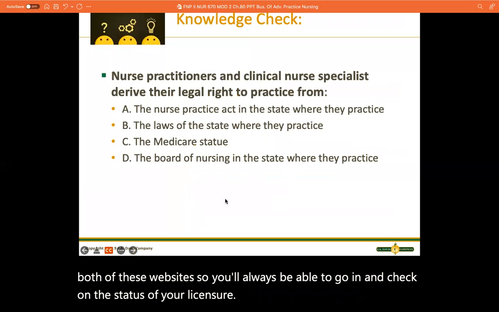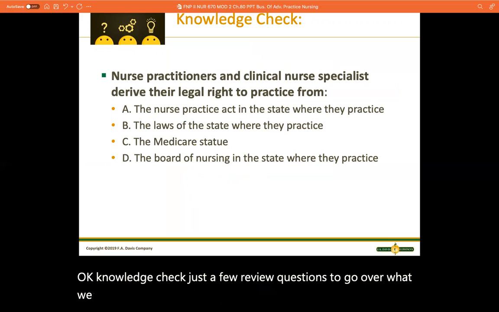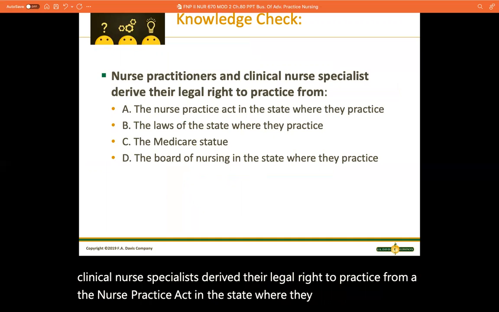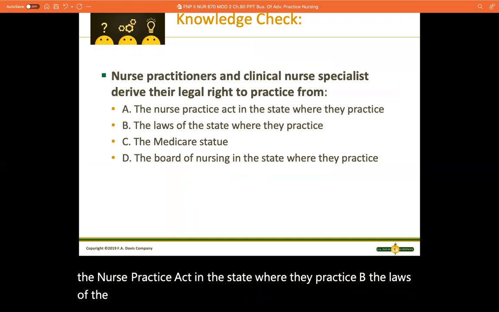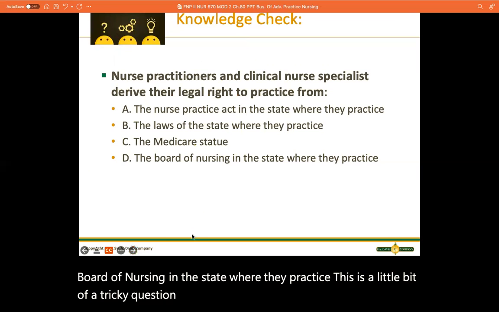Okay, knowledge check, just a few review questions to go over what we went over last week. Here's a question. Nurse practitioners and clinical nurse specialists derive their legal right to practice from A, the Nurse Practice Act in the state where they practice, B, the laws of the state where they practice, C, the Medicare statute, or D, the Board of Nursing in the state where they practice. This is a little bit of a tricky question. Please make sure you read this and then let's review.